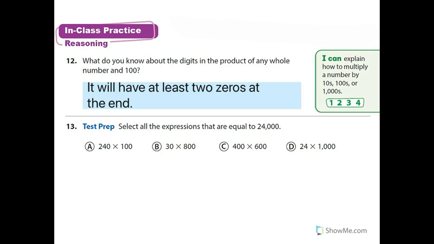All right, select all the expressions that are equal to 24,000. Well, that's 24 with 3 zeros. There we go. 3 times 8 is 24 with 3 zeros. 4 times 6 is 24 with 4 zeros. Not that one. 24 times 1 is 24 with 3 zeros. So everything except C was correct on that one.